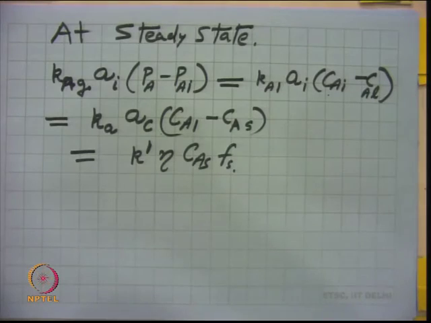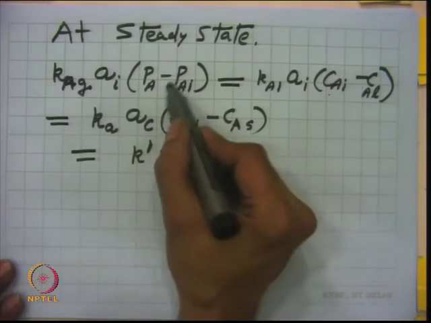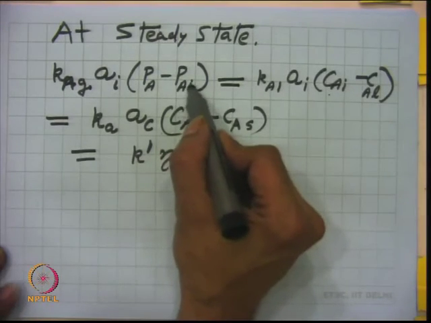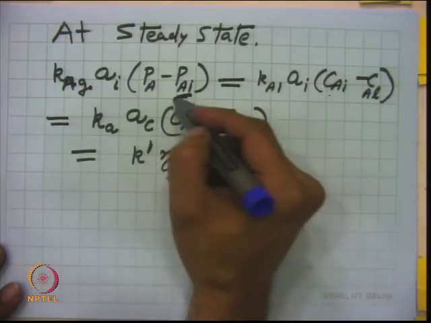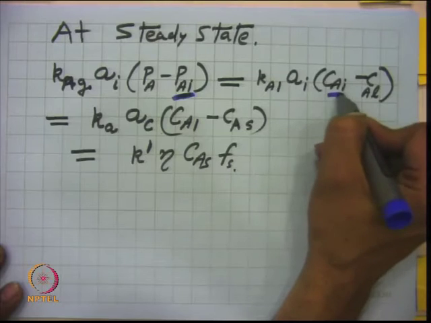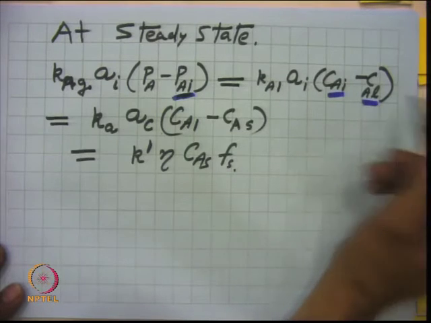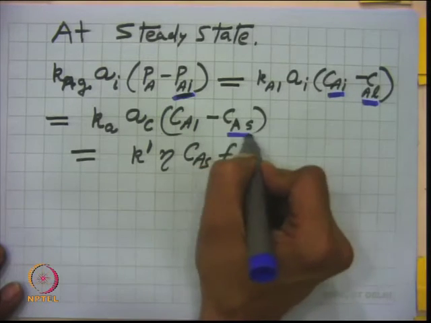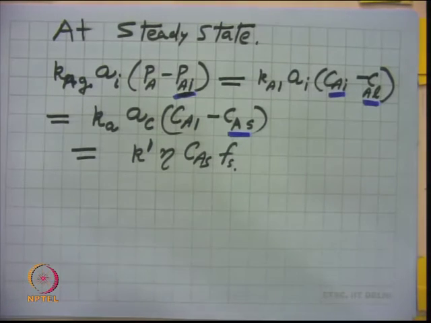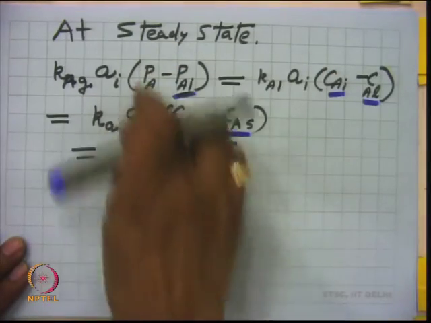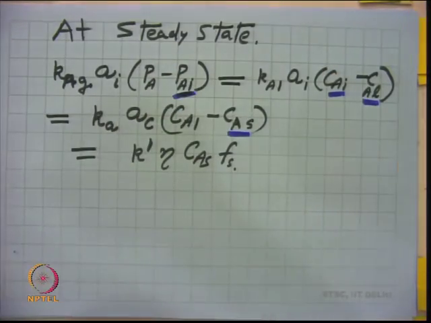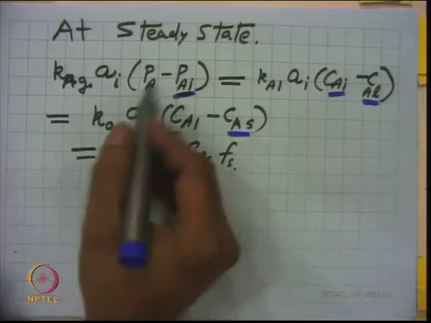Right. So, one can simplify this because one can eliminate these intermediates. This P_AI, C_AI, C_AL and C_AS are to be eliminated from your overall rate equation. The basic idea is that this is equal to this, this is equal to this, this is equal to this. So, you just make different sets of equations and then eliminate. One can very easily write it like this.